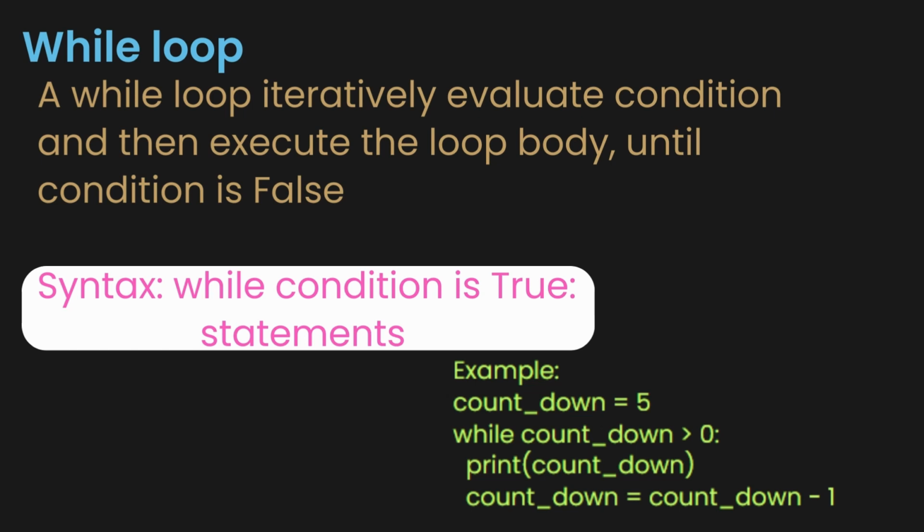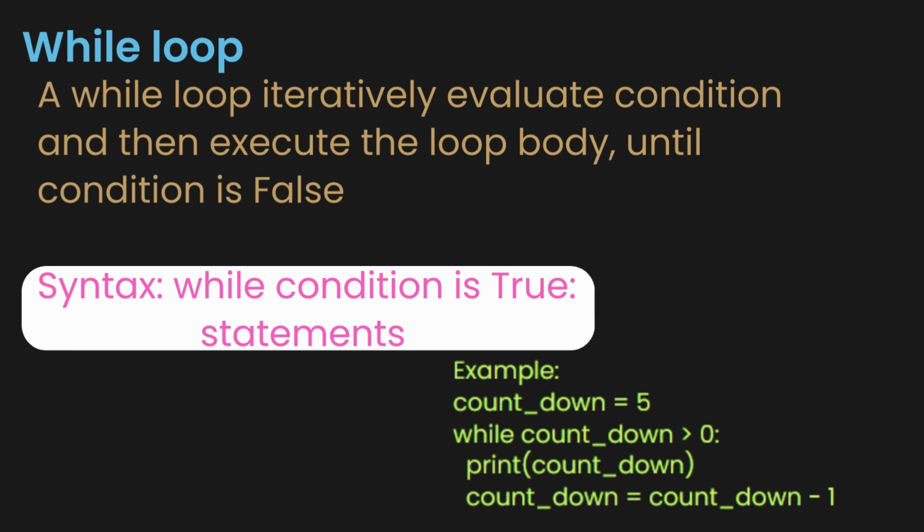We set up a variable, count_down, with a value of 5. The while loop's condition checks whether count_down is greater than 0. If it is, the loop enters its body, prints the current value of count_down, and then decreases count_down by 1. With each iteration, count_down is reduced, and when count_down is no longer greater than 0, the loop exits, and the program continues with any code that follows.